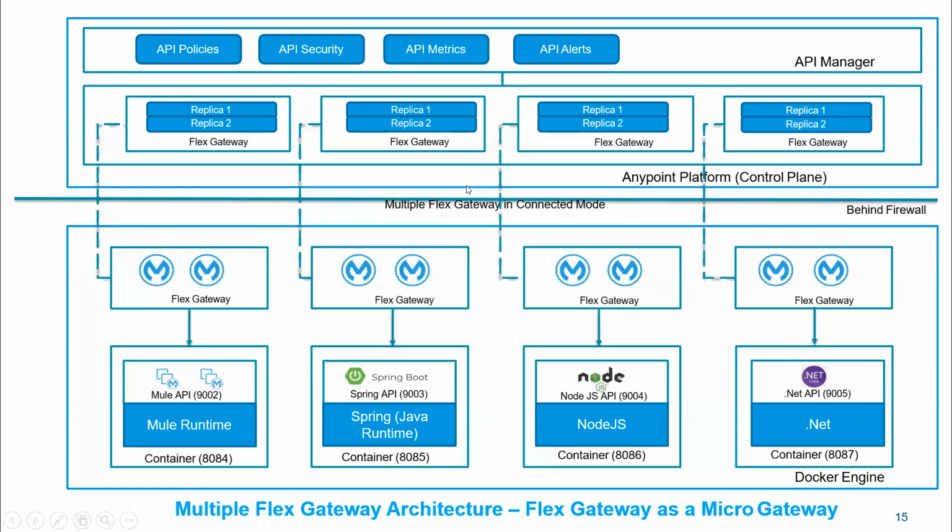Right. So here I am showing the Flex Gateway in the connected mode. Your Flex Gateway gets registered in the Anypoint Platform, and you can apply any kind of API policy, security, API metrics, and API alerts.